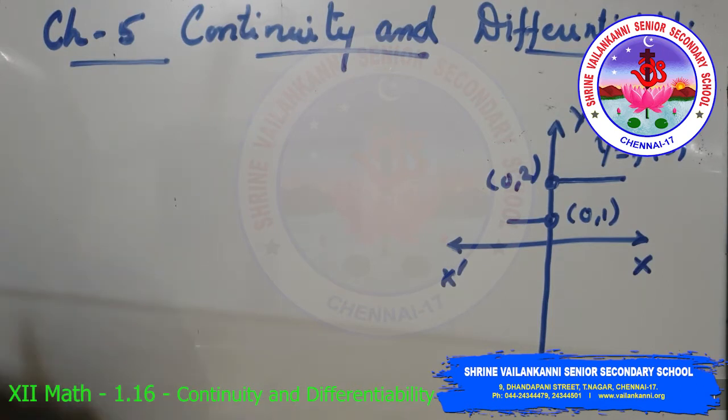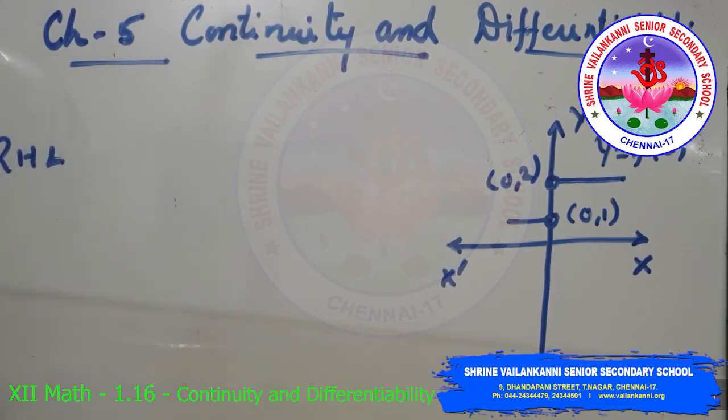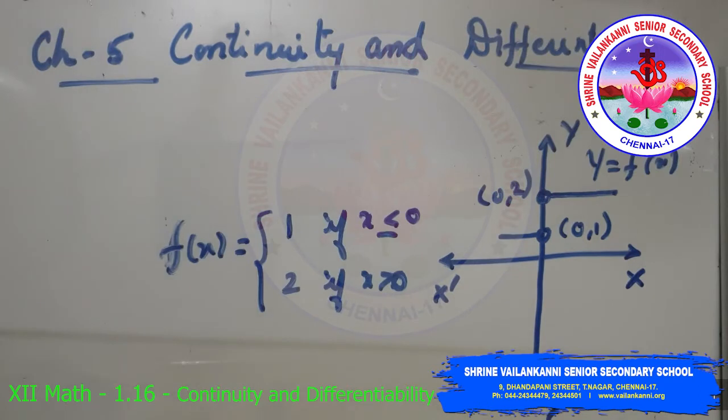So the right hand limit of a function f of x is the value of f of x, which is dictated by the values of x when x tends to a from the right. Similarly, the left hand limit is from the left, in which x tends to a.